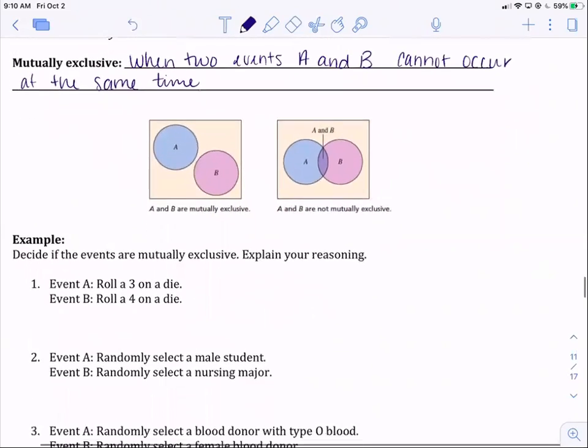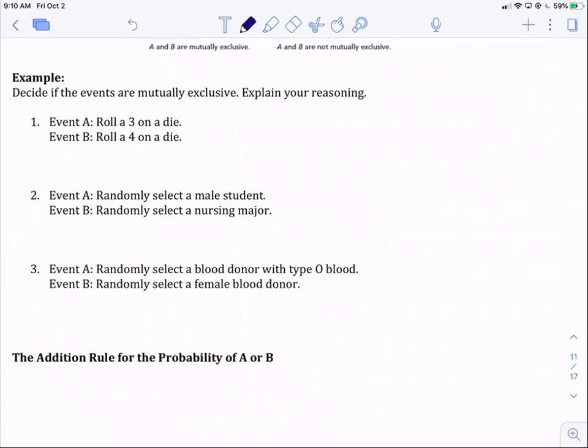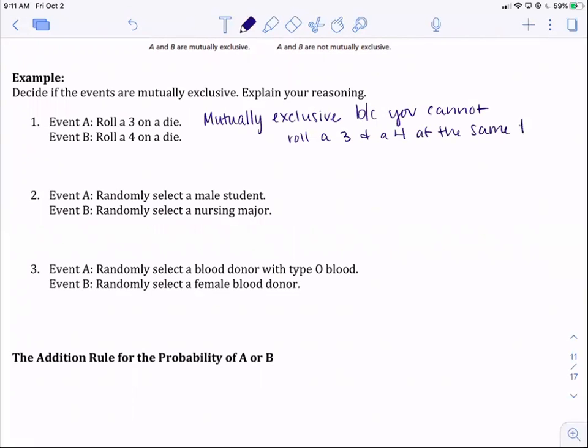So, looking at our examples, decide if the events are mutually exclusive. Explain your reasoning. Our first one, we have event A is roll a 3 on a die, and event B, roll a 4 on the die. If we roll a die once, can those two events occur at the same time? No. So that means they are mutually exclusive, because you cannot roll a 3 and a 4 at the same time on one die. Looking at 2 and 3, I want you to try those and we'll talk about them in class.